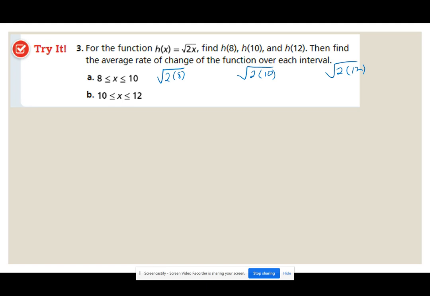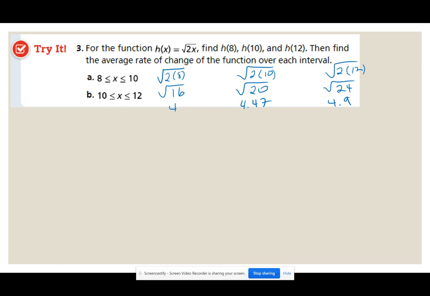All right, well, 2 times 8 is 16. So the square root of 16, I know, is 4. If I do the square root of 2 times 10, well, 2 times 10 is 20. That is not a perfect square, so I know I'm going to get a decimal. I get 4.47. And then for the square root of 2 times 12, well, 2 times 12 is 24. Again, not a perfect square, but I get 4.9.